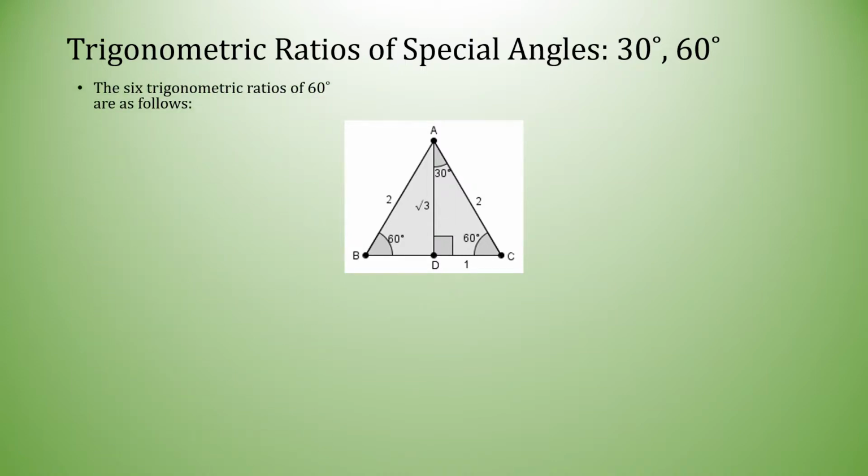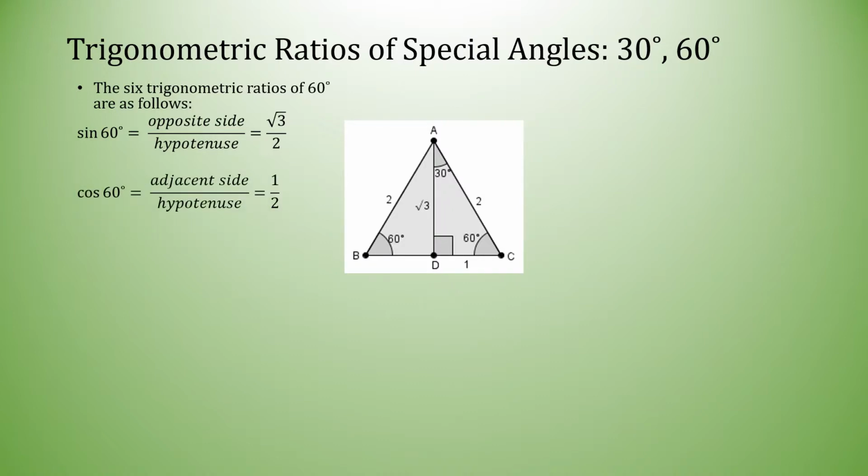The 6 trigonometric ratios of 60 degrees are as follows. So sine 60 degrees is equal to the opposite side over the hypotenuse, which is equal to square root of 3 over 2. So the value of sine 60 degrees is equal to square root of 3 over 2. Next is cosine 60 degrees is equal to the adjacent side over the hypotenuse, which is equal to 1 over 2. So the value of cosine 60 degrees is equal to 1/2. Next is tangent 60 degrees is equal to the opposite side over the adjacent side, which is equal to square root of 3 over 1. So the value of tangent 60 degrees is equal to square root of 3.